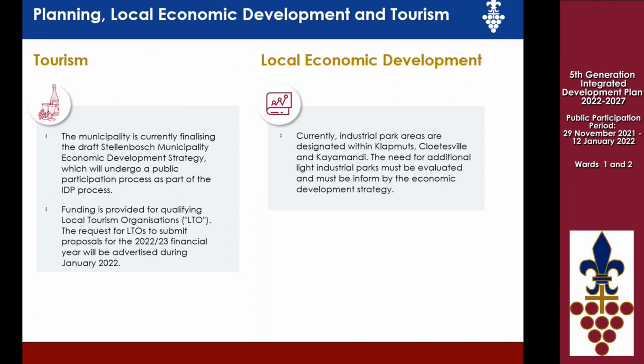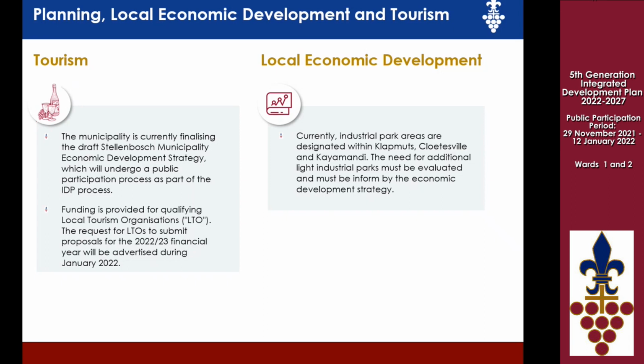Then looking at tourism, the municipality is currently finalizing the draft Stellenbosch Municipality Economic Development Strategy, which will undergo a public participation process as part of the IDP process. Funding is provided for qualifying local tourism organizations, LTO, the abbreviation. The request for LTOs to submit proposals for the 22-23 financial year will be advertised during the January 2022 month.